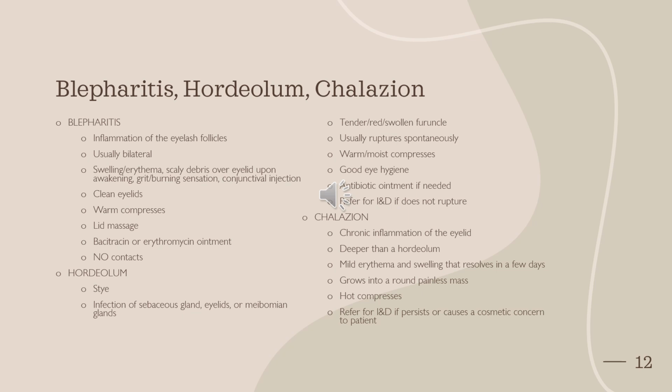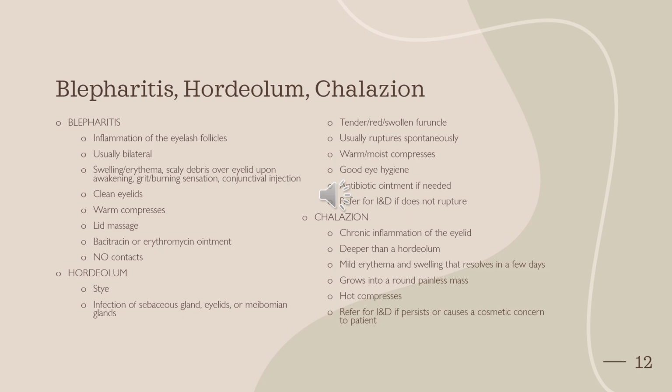The next is going to be the hordeolium, or a stye is what we know it by, but this is infection of either the sebaceous glands, the eyelids, or the meibomian glands of the eyelid. Okay, it's most commonly caused by staph or Pseudomonas. Staph is the most common. You're going to have tender red swollen furuncles on the eye. It can be external or internal.